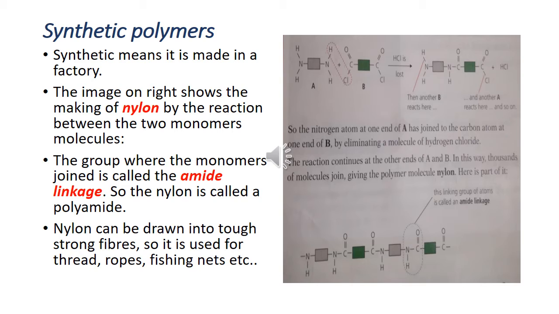Nylon can be drawn into tough strong fibers, so it is used for threads, ropes, fishing nets, etc. This is the main use of nylon. This is how the synthetic polymer nylon is made.